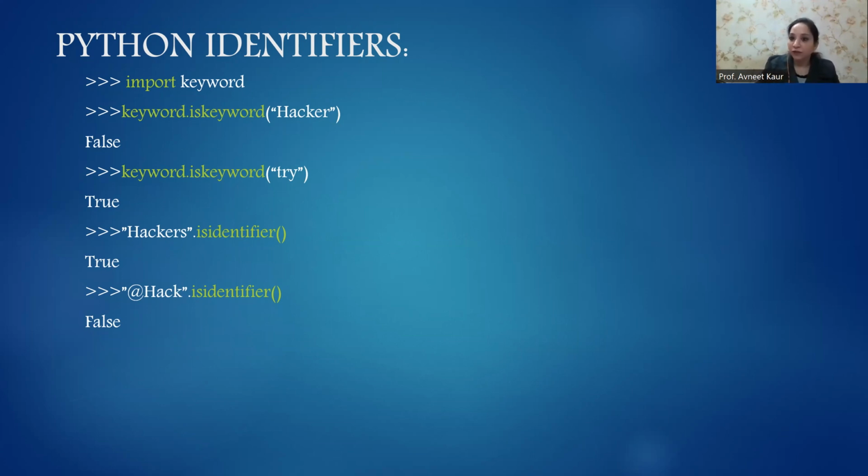If I type keyword.iskeyword(try), now try is a keyword, so it will return true as an output.